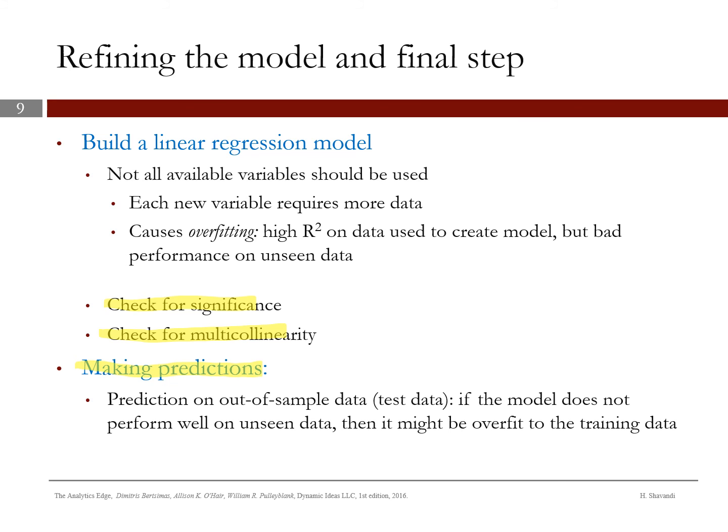Here we should have at least two sets of data. One set would be considered as the training data set, and we will build our regression model based on the training data set. And then we will apply the regression model on the test data set to see how it performs over the test set. If we see a very good performance on the training set, but not a good performance on the unseen data or the test set, then we might have an overfitting issue here.